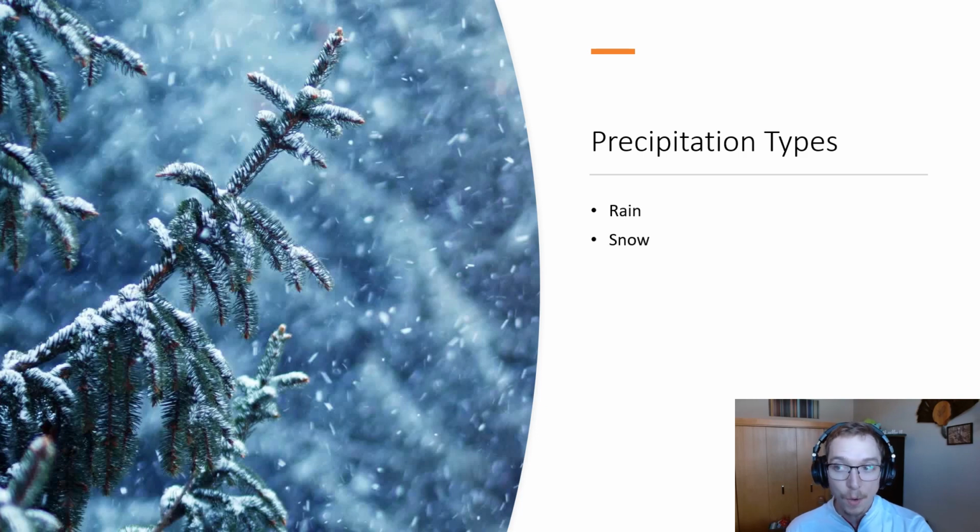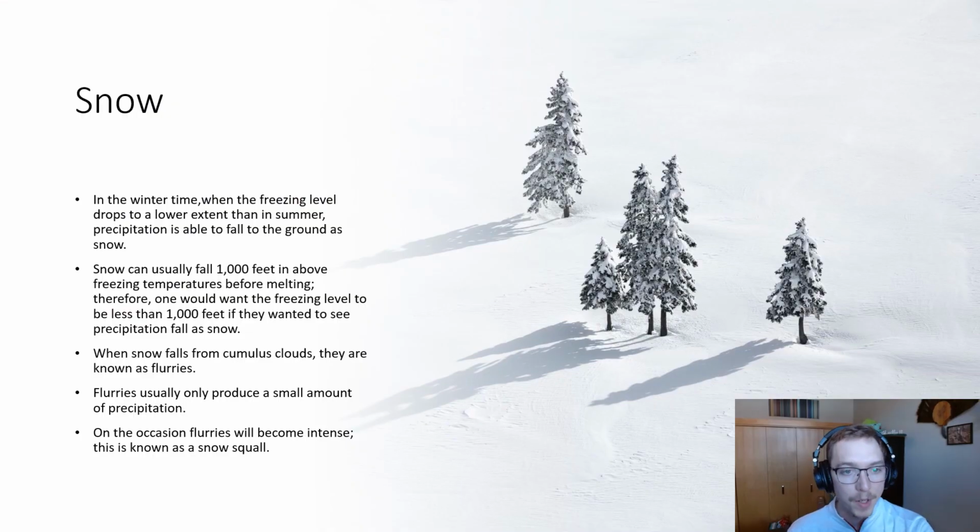Next, we've got snow. In the wintertime, when freezing levels drop to a lower extent than in the summer, precipitation is able to fall to the ground as snow. It can usually fall 1,000 feet in above freezing temperatures before melting. Therefore, one would want the freezing level to be less than 1,000 feet if they wanted to see precipitation fall as snow. When snow falls from cumulus clouds, they're known as flurries.